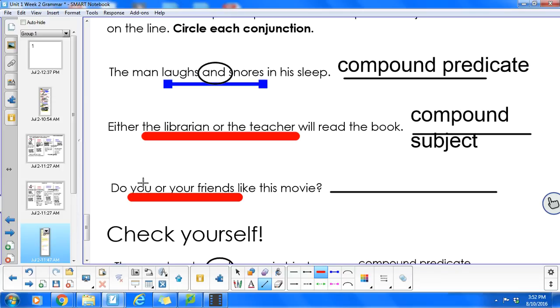Because the sentence has myself in it and my friends, it has two subjects. So this one is a compound subject sentence.